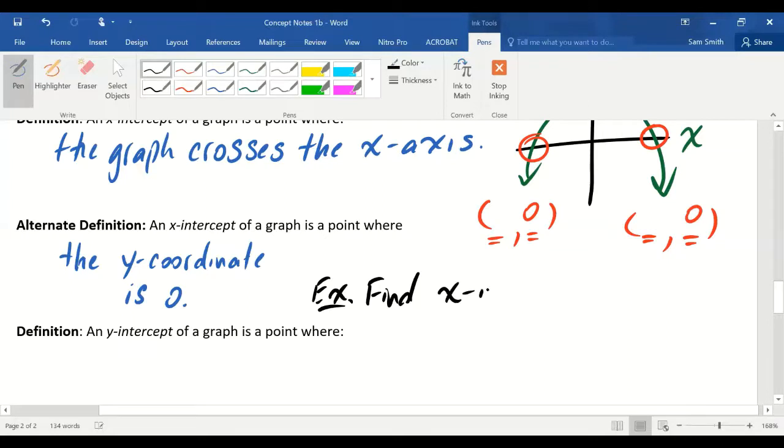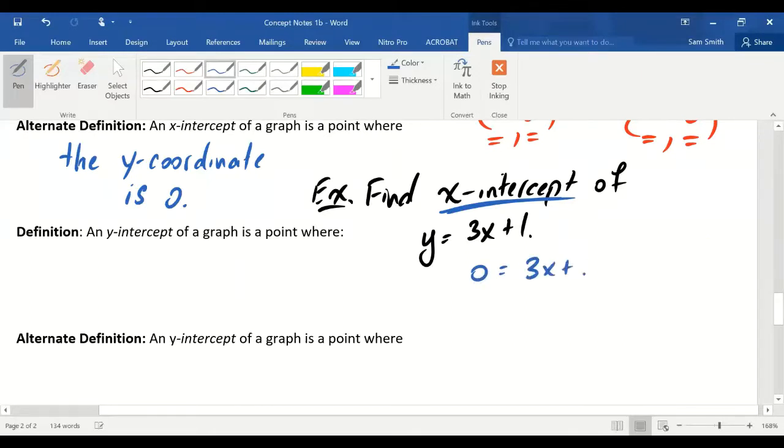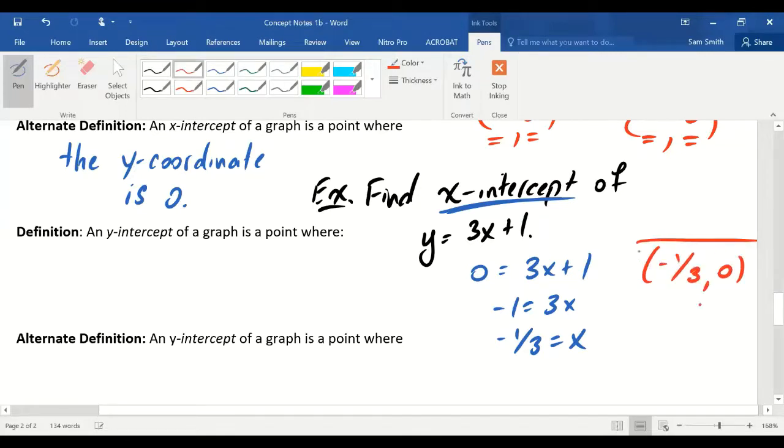So say that you were asked, for example, to find the x-intercept of y equals 3x plus 1. I would use the fact that this term means that y equals 0. Go into the equation, solve for x, subtract 1 from both sides, divide by 3 on both sides, and I would reply that the x-intercept is the point where x is negative 1/3 and y is 0.